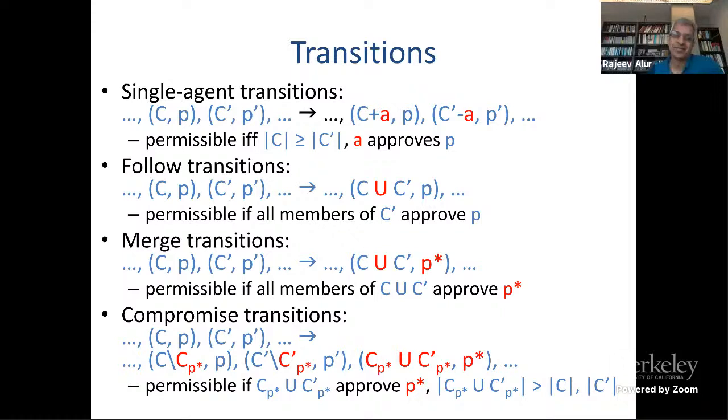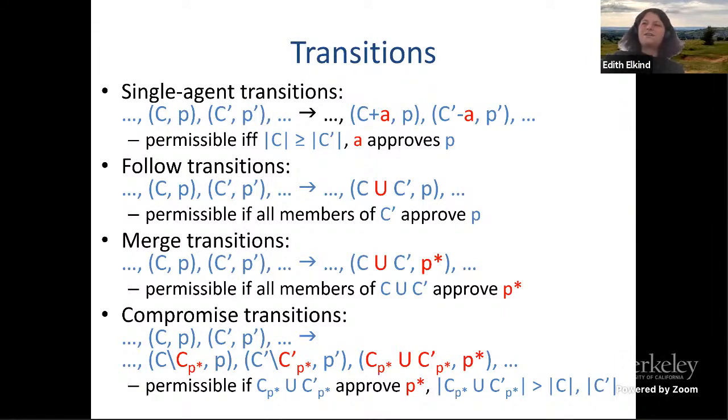Okay, thanks, yeah. Edith, if I may, can you explain, please, a little bit more the condition that cardinality of C is bigger or equal than the cardinality of C prime in the single agent transition? This condition prevents small coalitions from getting bigger. It kind of favors bigger coalitions. Yeah, so it favors bigger coalitions.